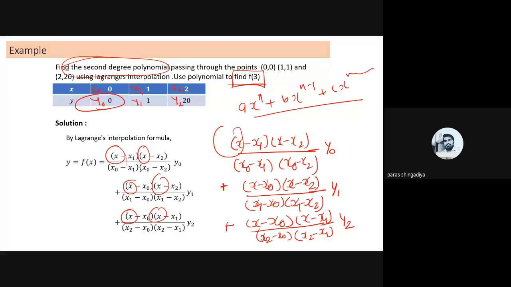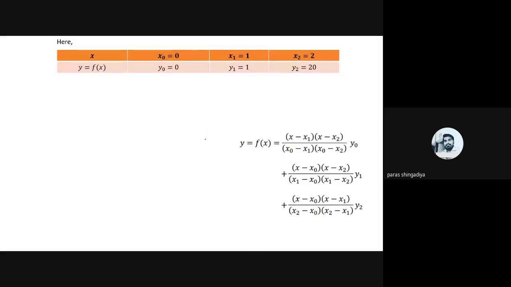So let us use this equation and replace the values in this formula. The first term will be x minus x1, x minus x2.